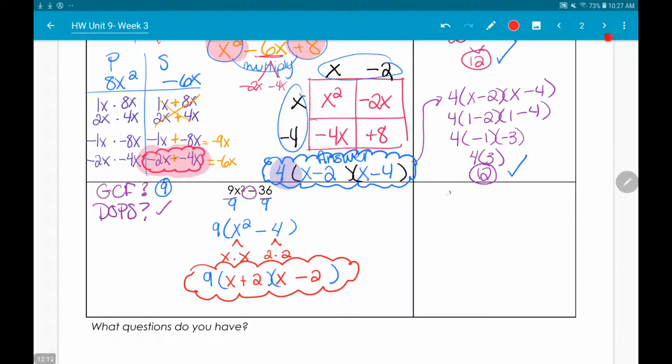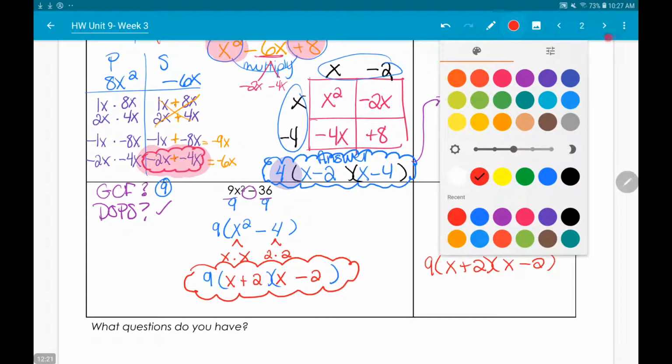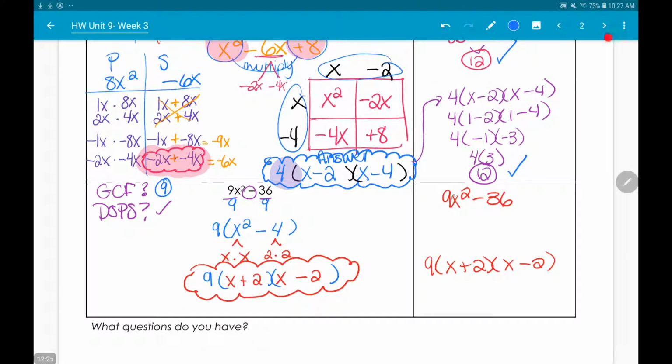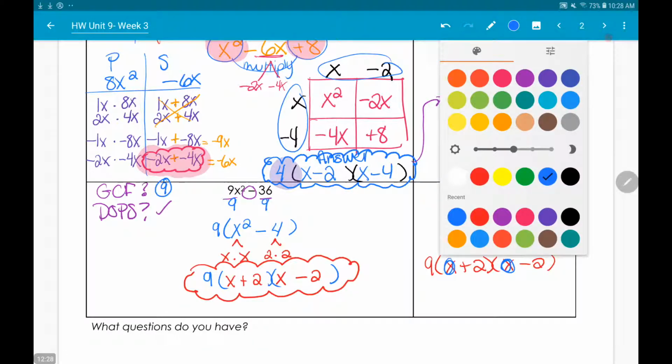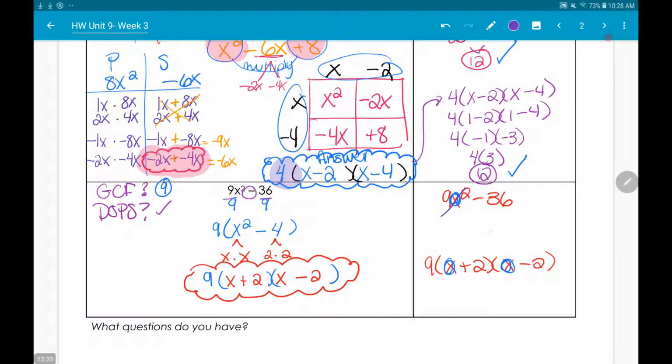Okay, let's quickly check. 9x squared minus 36. 9, x plus 2, x minus 2. I'm going to use 0 for this one. So I'm going to replace this with 0, this with 0, this with 0. And that goes away. I'm left with negative 36. This one I'm left with 2 and negative 2. 9 times 2 is 18, times negative 2 is also negative 36. They're the same. I am good.